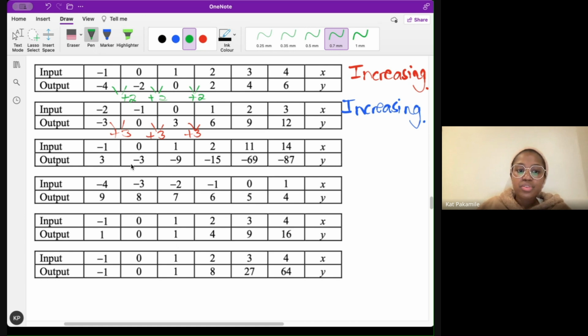Let's look at the next one. How do I get from 3 to negative 3? 3 to negative 3, we're subtracting 6. Negative 3 to negative 9, we're subtracting 6 again. So what is going on with my graph here? What type of graph do I have? This is a decreasing graph.